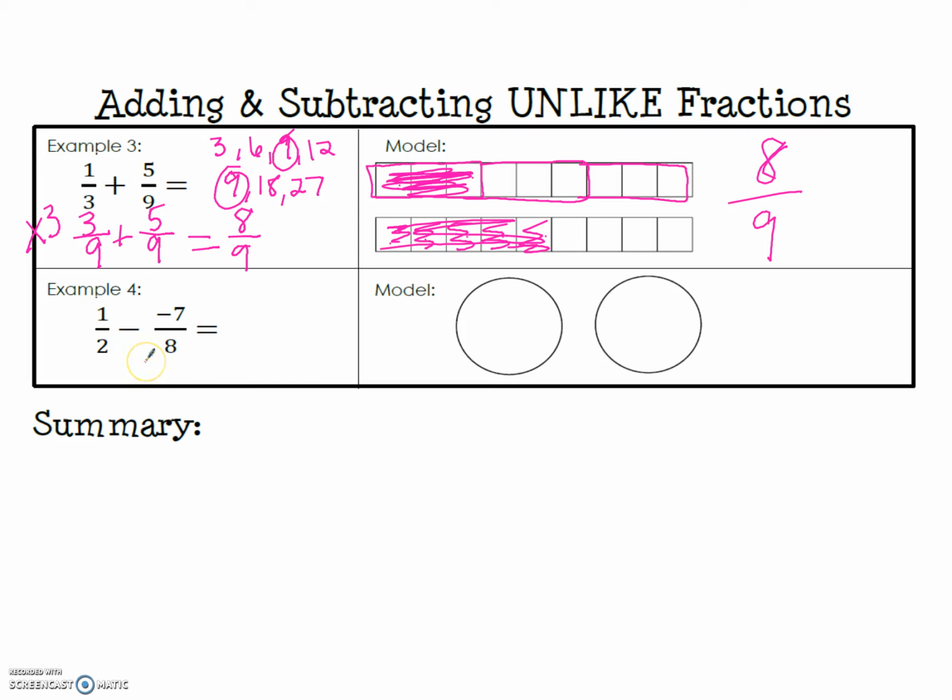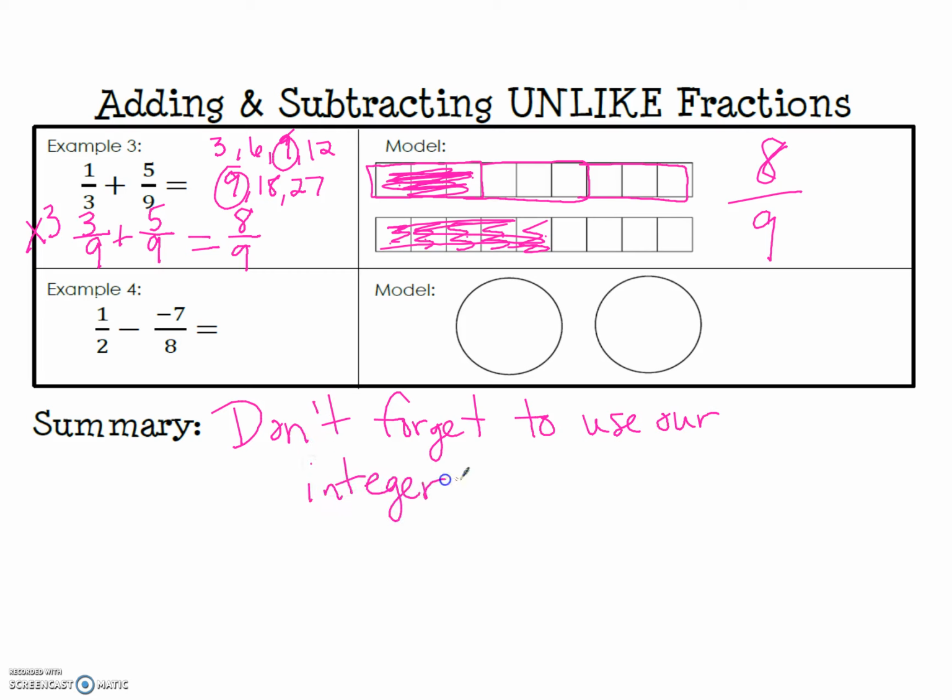The first thing we have to remember, so we can write in our summary, is don't forget to use our integer rules. Now, why is that important? It's important because we can see here we have a negative, negative. Remember when we're adding and subtracting, we keep the first one, change subtraction to addition, and change the sign of the second one, so this negative becomes positive.